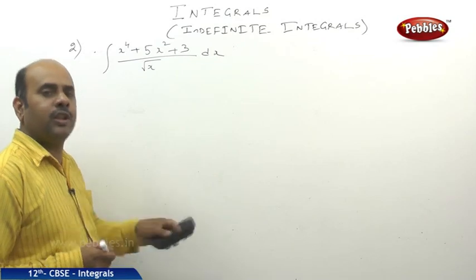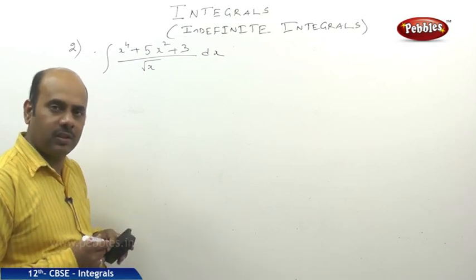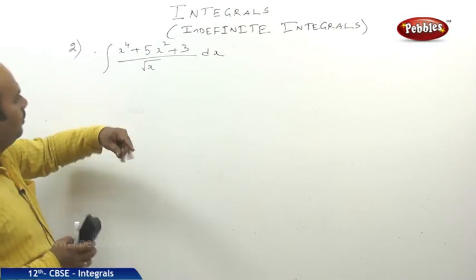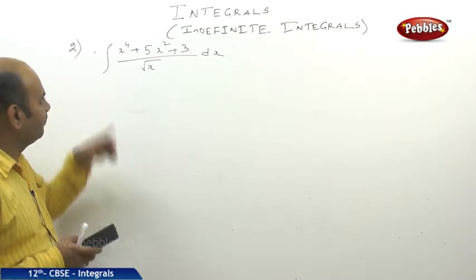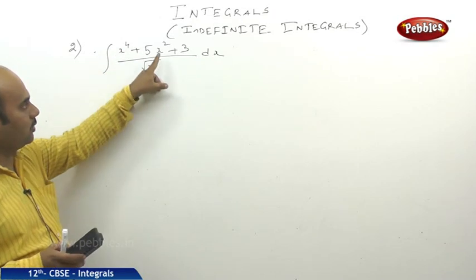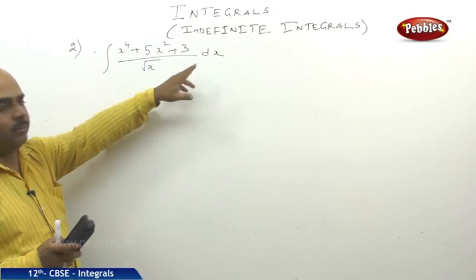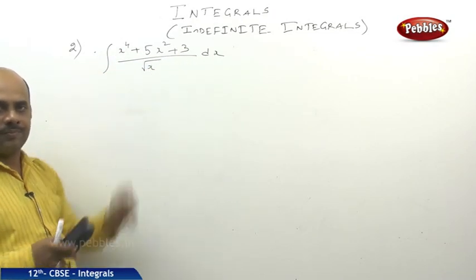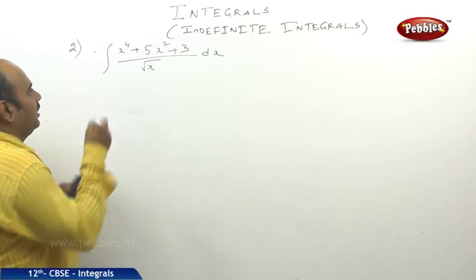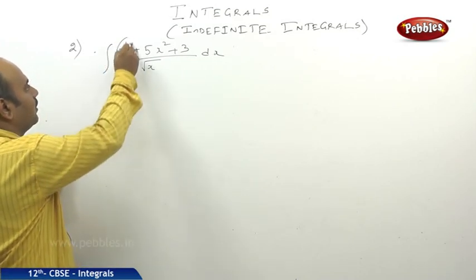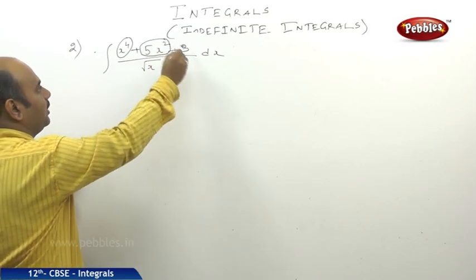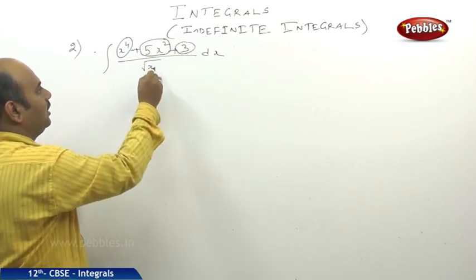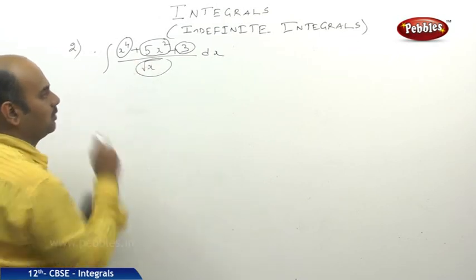Now I'll be going into a little better depth on this particular integral problem. Now we try to solve this particular problem. I think it's an example problem. Integral of x power 4 plus 5x square plus 3 by root x dx. If you could observe carefully here, I will consider this as A, this as B, this as C, and this as D.